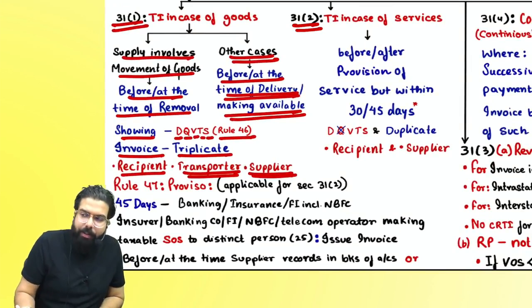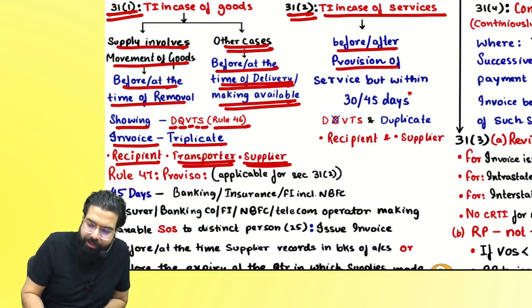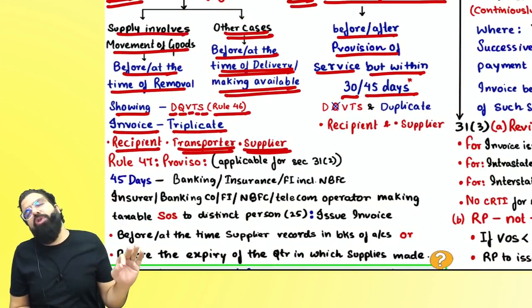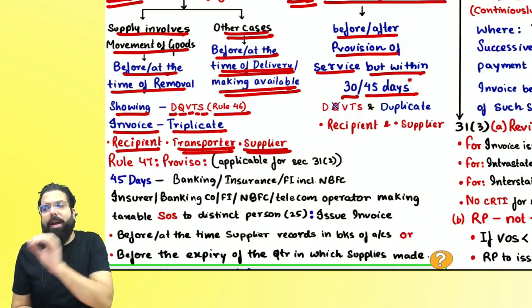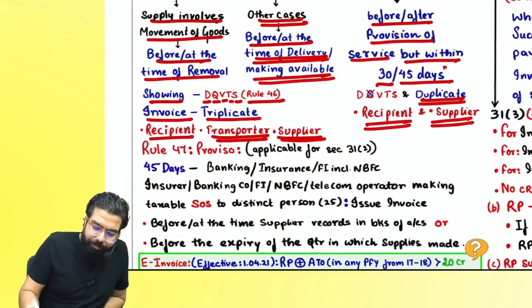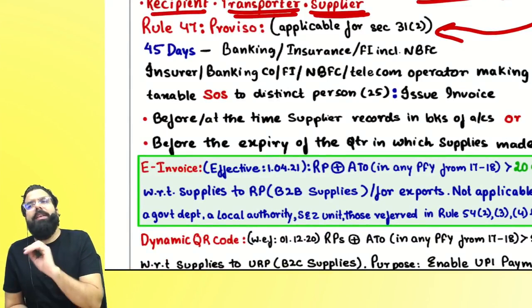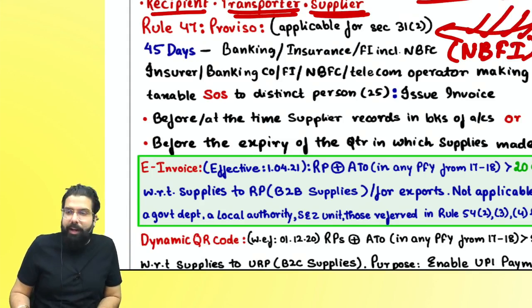Sir, whenever you are supplying services, tax invoice in case of services should be issued before or after the provisioning of service, but within 30 days or 45 days. In case of service, you should show description, value, tax, such other particulars. Quantity is not required, and you should issue 2 copies. One original for the recipient and duplicate for the supplier. Sir, this 45 days is applicable in whose case? In case of services, 45 days is applicable in case of NBFI. NBFI means NBFC, banking company, financial institution and insurance company.